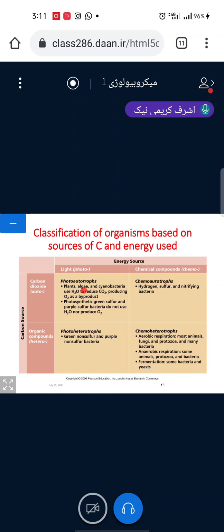Plants, algae, cyanobacteria. They use H2O to reduce carbon dioxide, producing O2 as a byproduct. Photosynthetic green sulfur and purple sulfur bacteria don't use H2O and do not produce O2. They use H2S instead of H2O.